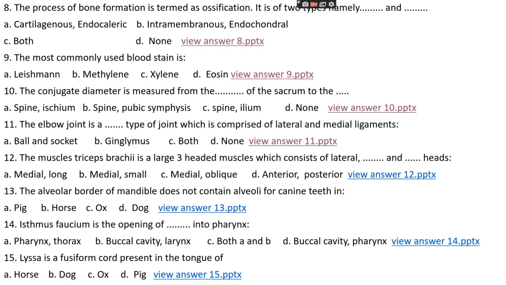Okay. Question number 12. The muscle triceps brachii is a large three-headed muscle which consists of lateral, dash and dash heads. Option A, medial and long head. Option B, medial and small head. Option C, medial and oblique head. Option D, anterior and posterior head. The right answer is option A, that is medial and long head.